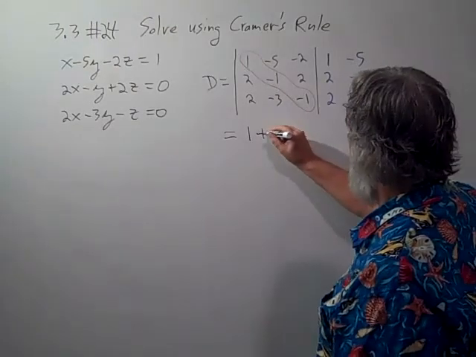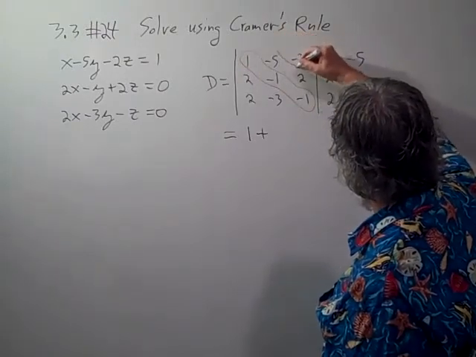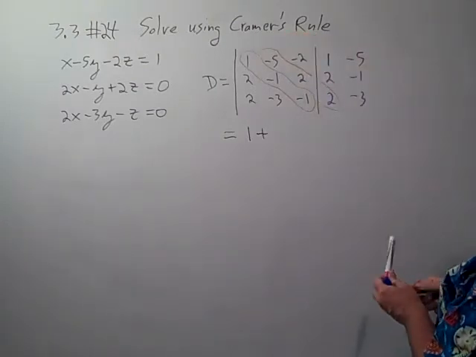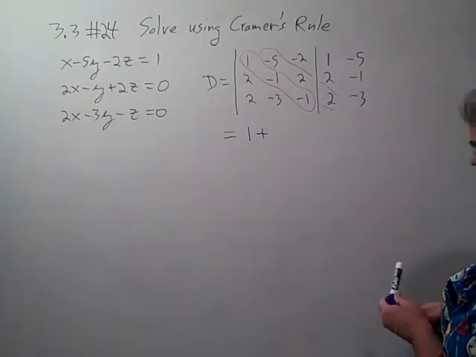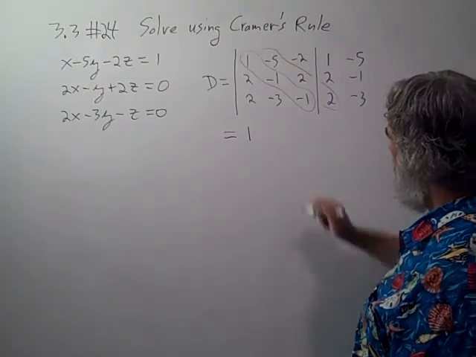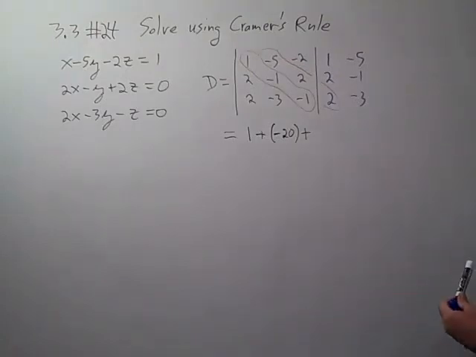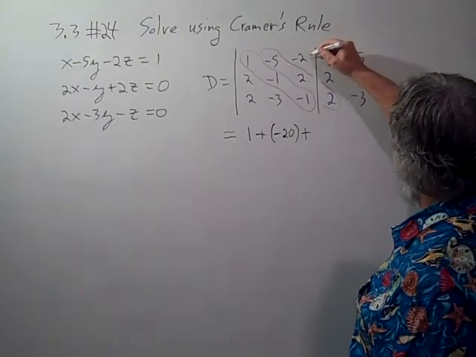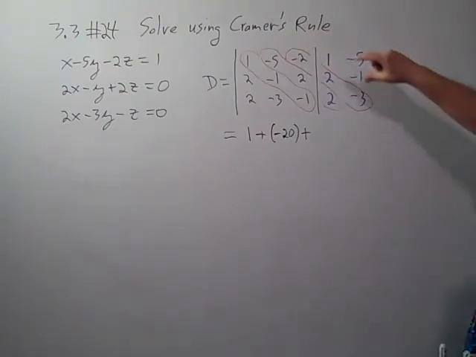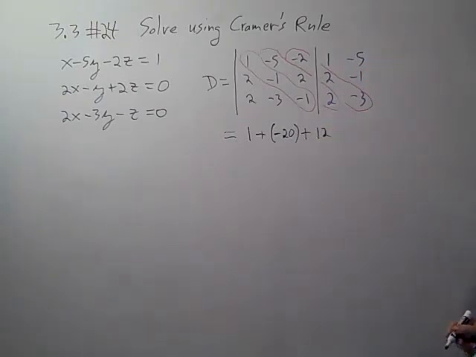And now we're going to add to that the next term. We go over another diagonal, so we're going over to this diagonal now. We have -5 times 2 times 2. That's -20. So we're adding a -20. And then we have the third one over. So it's -2 times 2 times -3. That's -4 times -3, which is +12. So we're halfway done with this one.